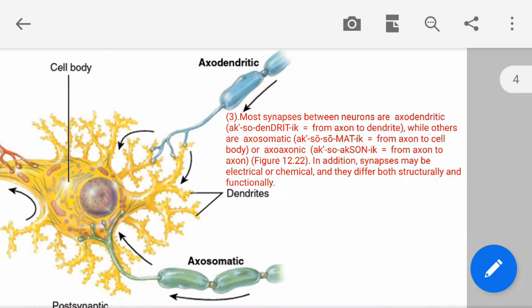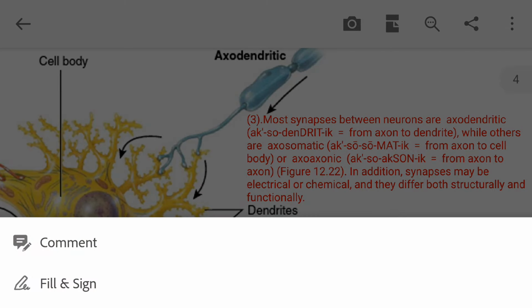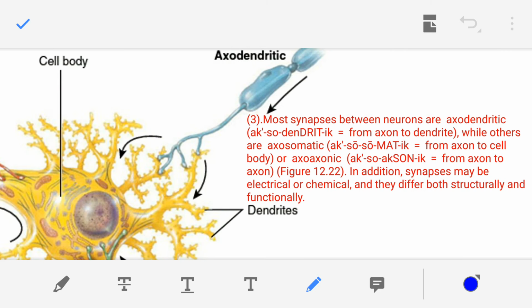Now the types of synapse. See, most of the synapses are present between neurons. And when the synapses are present between neurons, they are known as exodendritic synapse. Now exodendritic means from axon to dendrite.